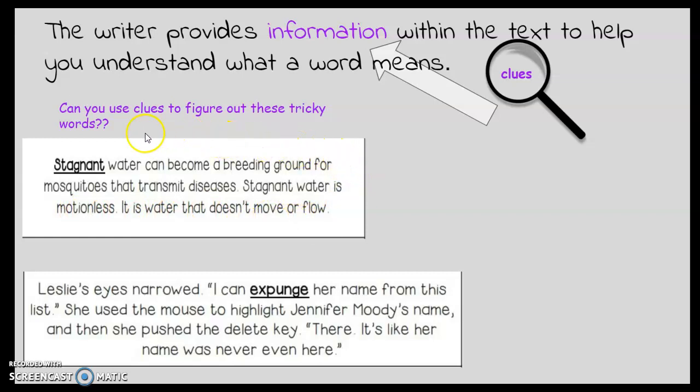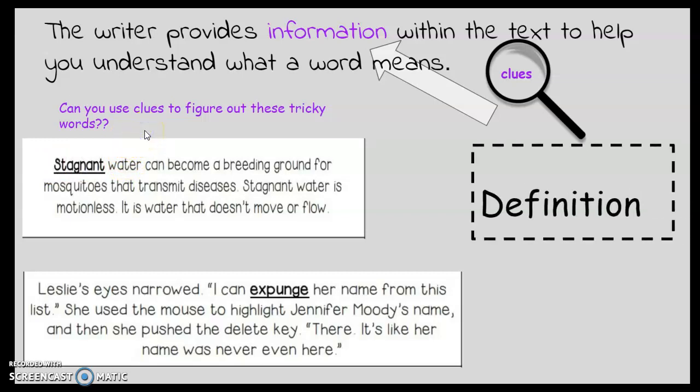So looking at the sentences that follow stagnant, what do you hear? What do you see? Do you see any synonyms or antonyms? Do you see any picture clues? Do you hear a definition? So this particular example actually gives me the definition of stagnant. Can you find it? If you picked this sentence right here, stagnant water is motionless. There's your definition. It's water that doesn't move or flow. So this tricky word is actually followed by context clues that give you the definition.